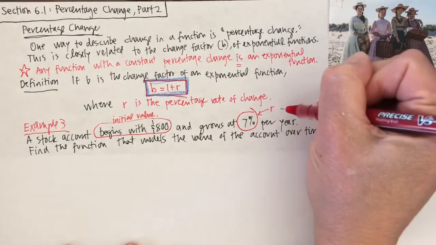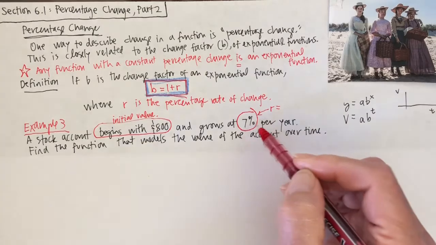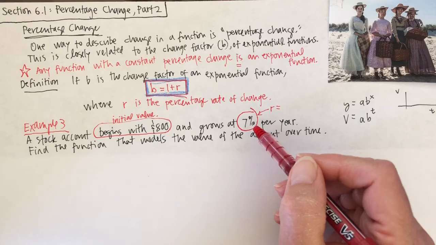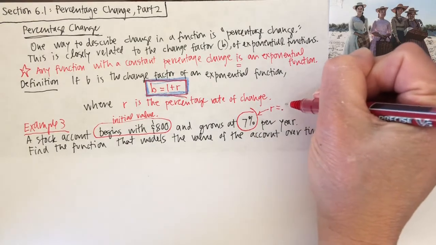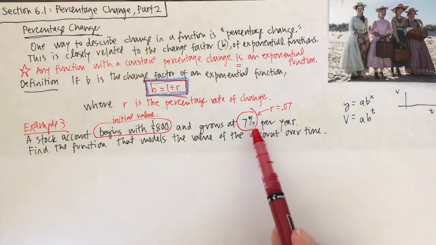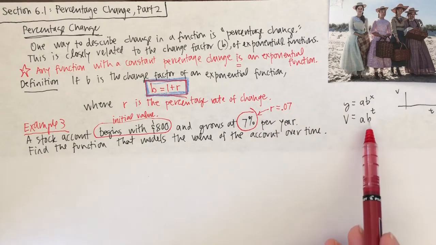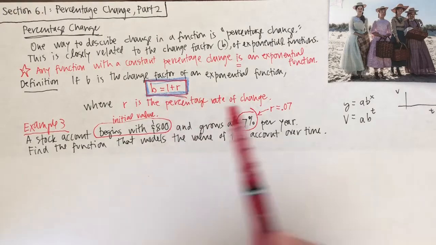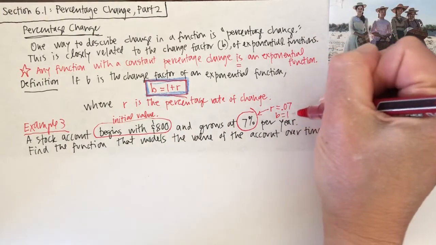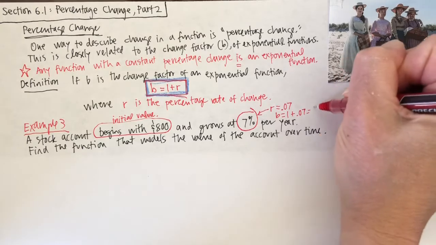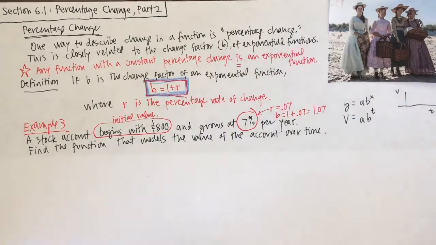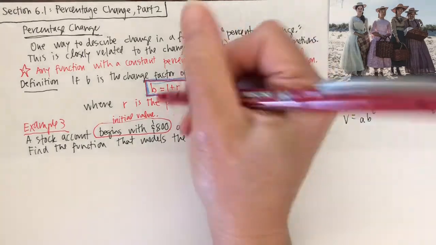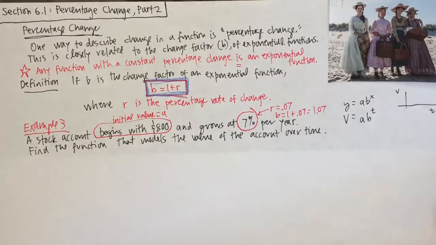This is my R, so I know R equals, and I won't use 7% because when we start moving percentages into equations, we put their decimal representation. So I know R equals 0.07, but this formula demands that I use the change factor B. So B equals 1 plus R. So B will equal 1 plus 0.07, and that's 1.07. Okay, so I have my A, my initial value, and I know now what my change factor is.